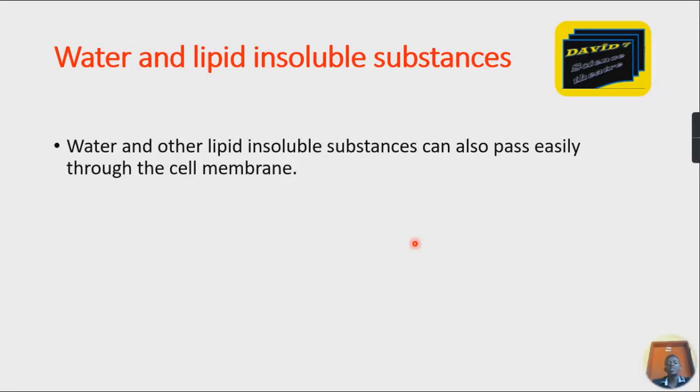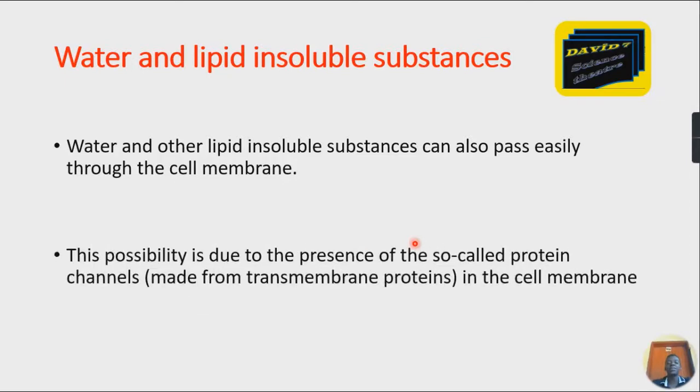Lipid-insoluble substances and water can also pass easily through the membrane. But how is this possible? It is possible due to the presence of the so-called protein channels. These are made from the transmembrane channels.